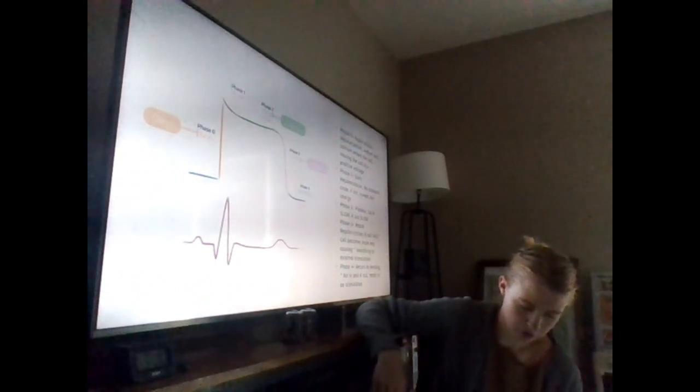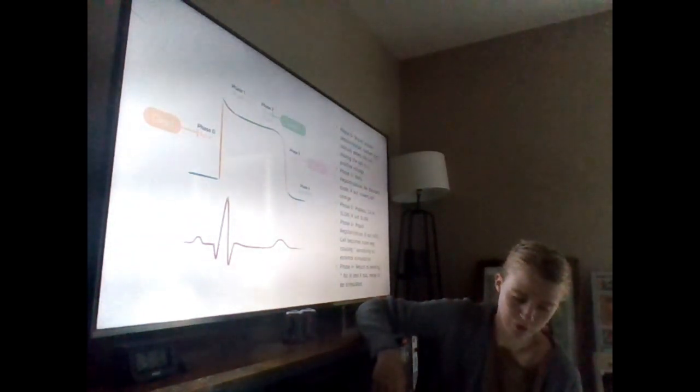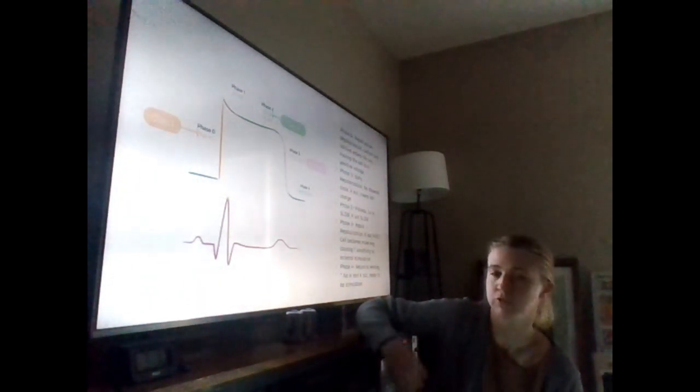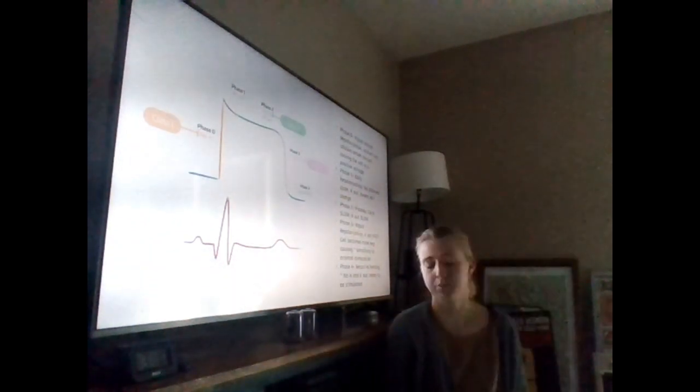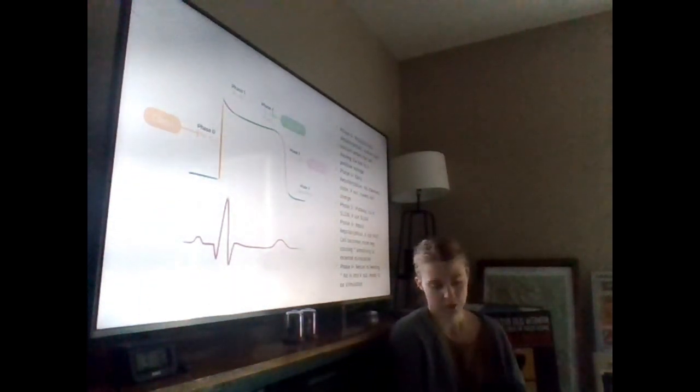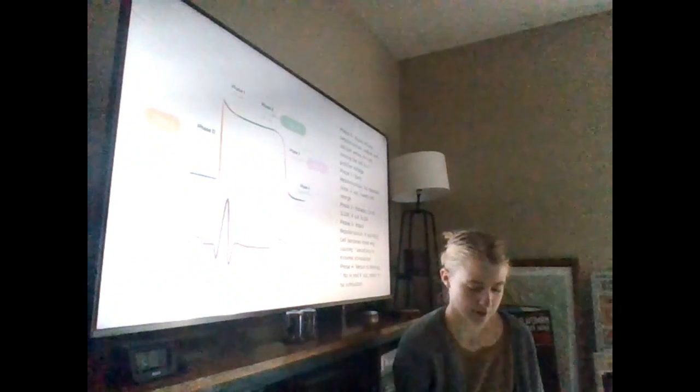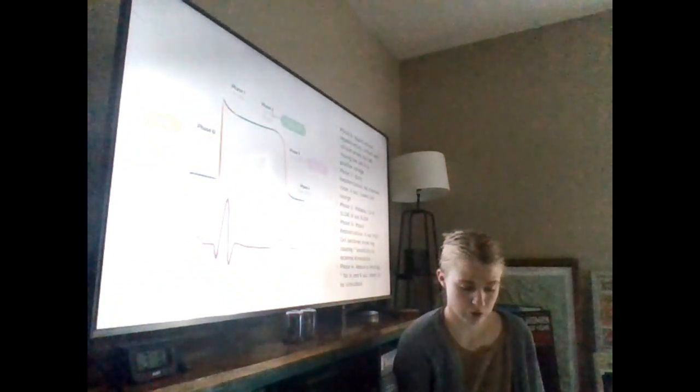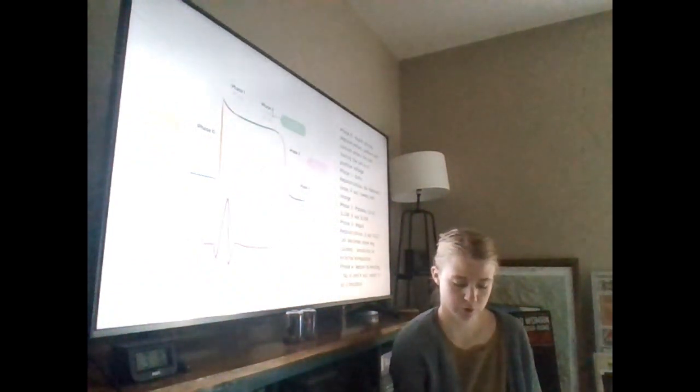And then moving on to phase 3, this is rapid repolarization. This is where your cell rapidly returns to its baseline. It does that by potassium quickly leaving the cell, your slow ion channels for your sodium closing, and the influx of calcium stopping.